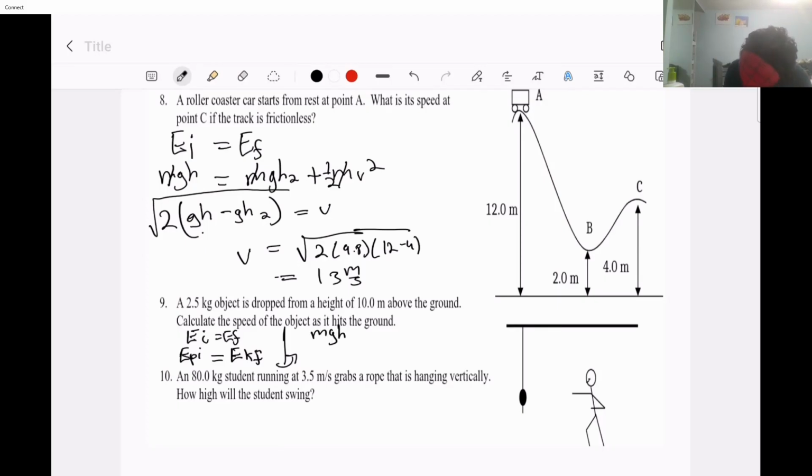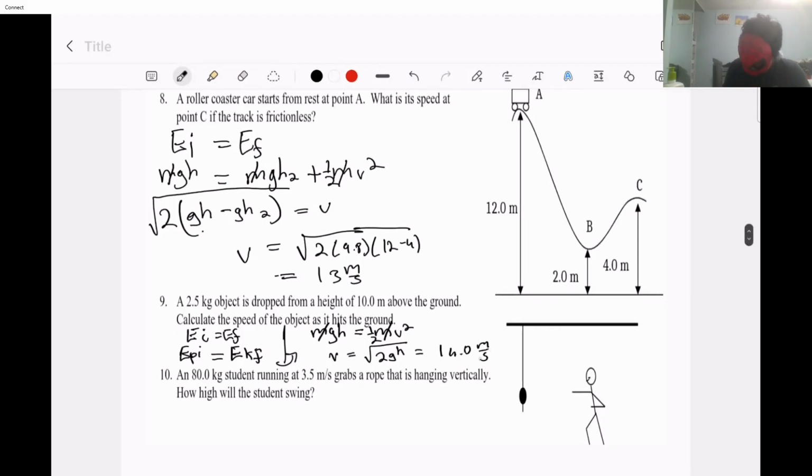The potential energy is mgh, and then the next one is 1/2 mv squared. So the m's cancel out. Let's isolate for v. It's the square root of 2gh, so the square root of 2 times 9.8 times 10. What a nice number, 14 meters per second. But there should be 3 sig figs, right? So 14.0. Sig figs are so important because you get so many marks taken off if you don't recognize sig figs.